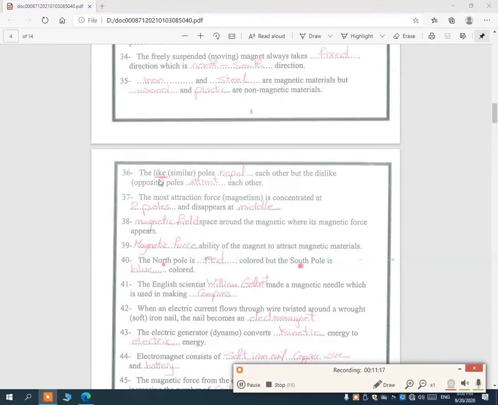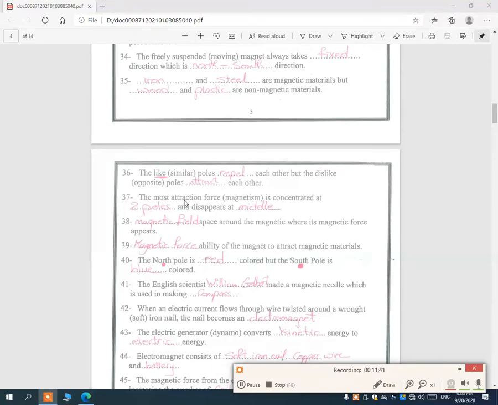36. The like or similar poles repel. But the dislike or opposite attract. Similar repel, opposite attract. Remember it. Or, T and T.